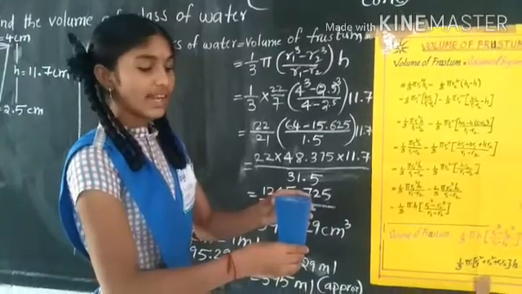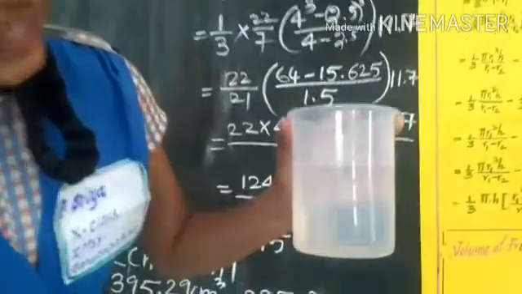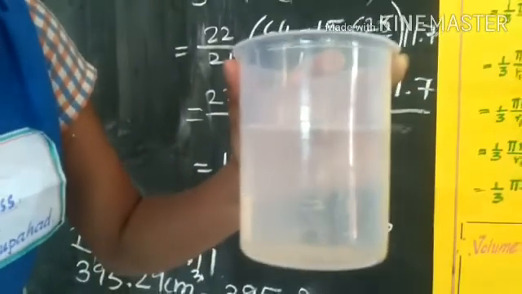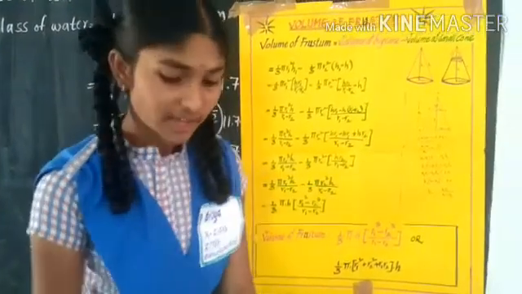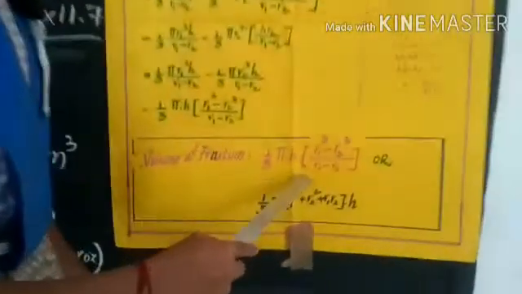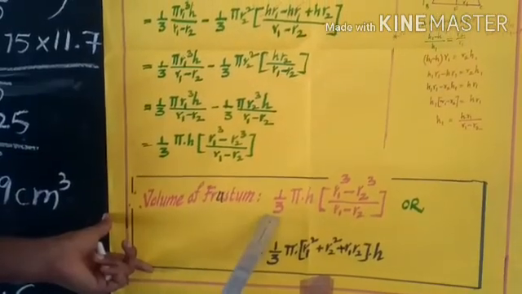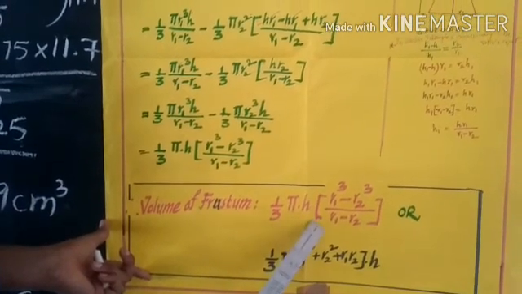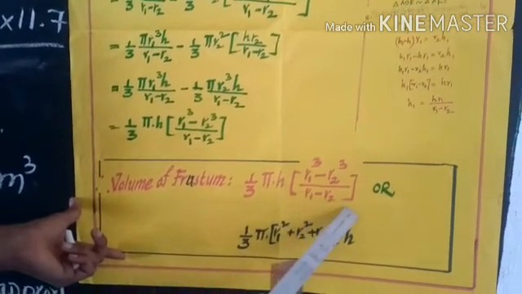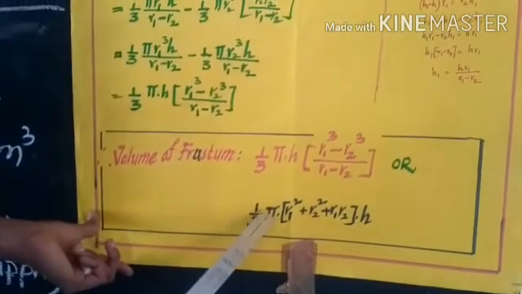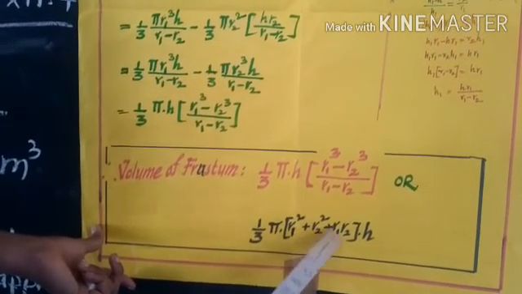Now check and verify the glass of water. Accurately, I got 395 ml. Always, this practical method is not possible. That's why we are using this formula to find the volume of frustum shaped objects. Volume of frustum is equal to 1 by 3 into pi into H into (R1 cube minus R2 cube) by (R1 minus R2). We can write it as 1 by 3 into pi into (r1 square plus r2 square plus r1 into r2) into h.